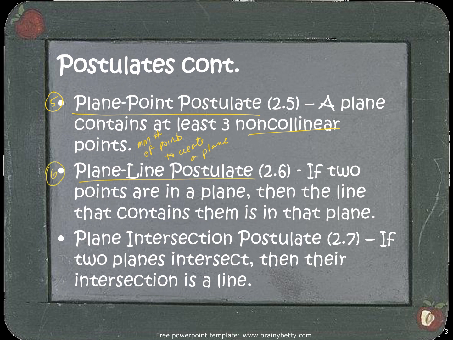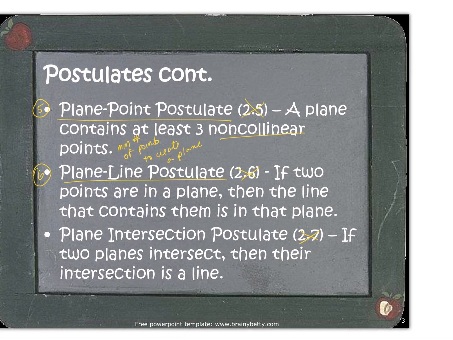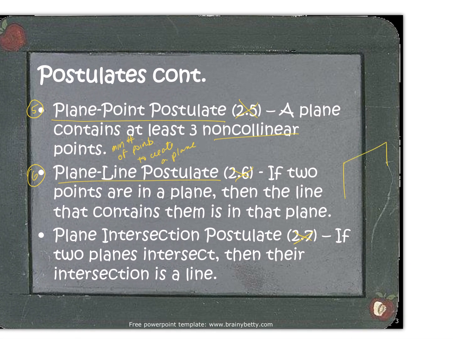And number 6, remember these numbers don't matter, but the 6th postulate we're going to cover is the plane line postulate. And again, this says that if 2 points are in a plane, then the line that contains them is in the plane. So here you have a plane, here you have point A, and here you have point B. Well, if I happen to draw a line through those points, the line is also in the plane. So the line between A and B is in the same plane as the actual points themselves.